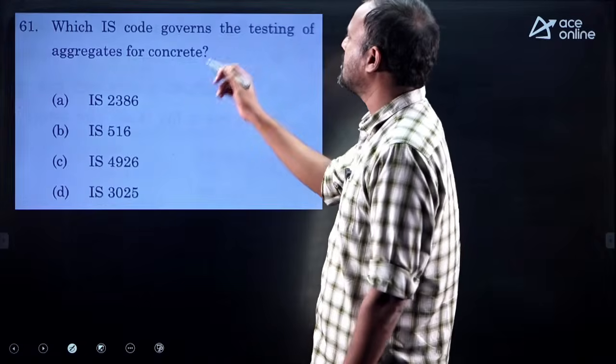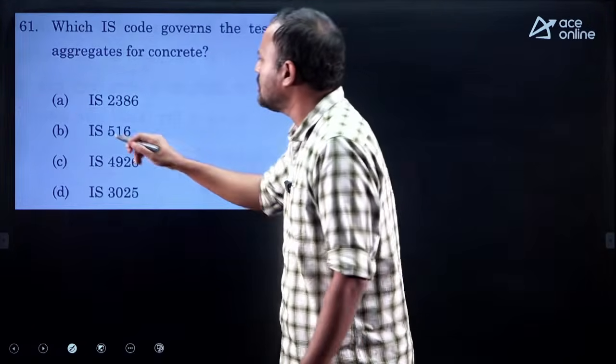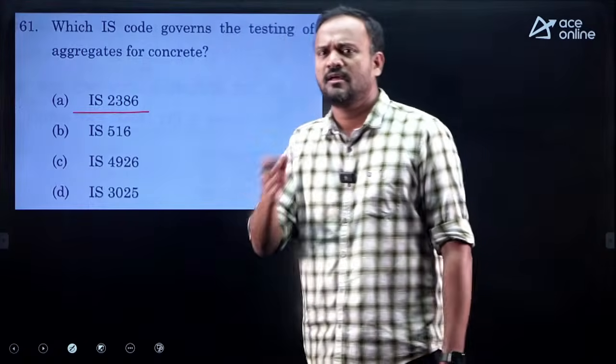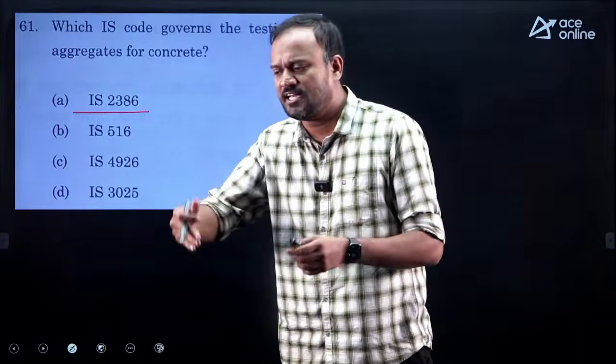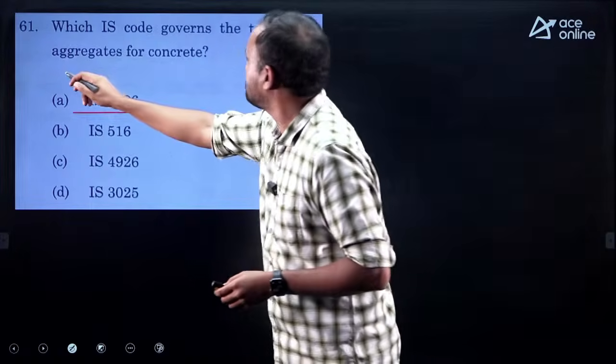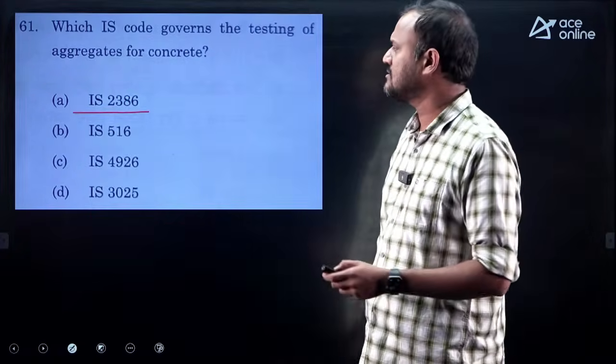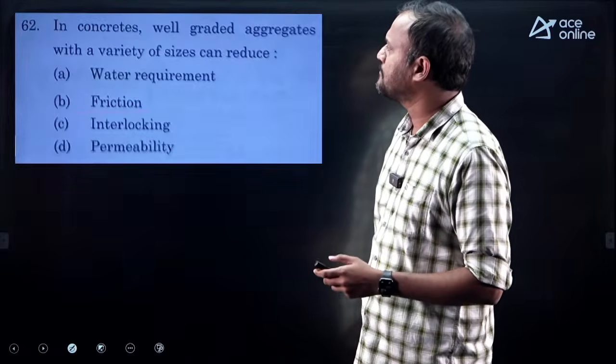Right. Which IS code governs the testing of aggregates for concrete? See, IS 2386. There are many parts involved in that. For each and every test, there is a different part. So it deals with testing of coarse aggregates, testing of aggregates for concrete. IS 2386 deals with that point.